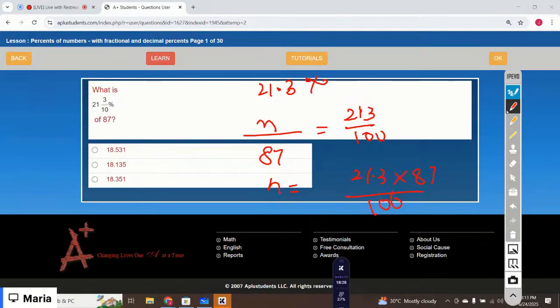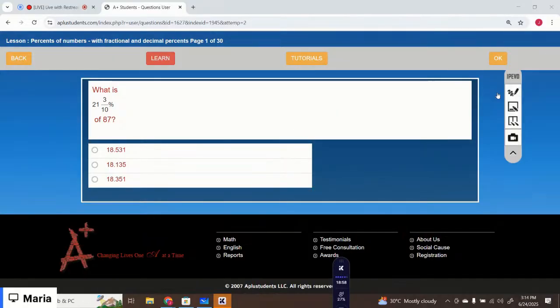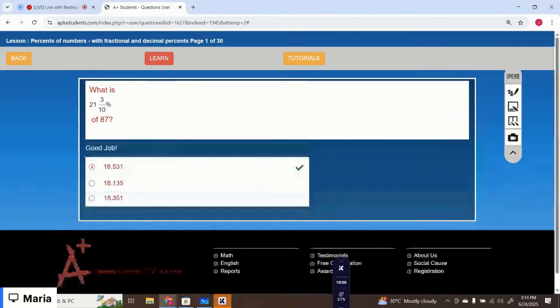So let's solve. Option number 1 is the correct option.